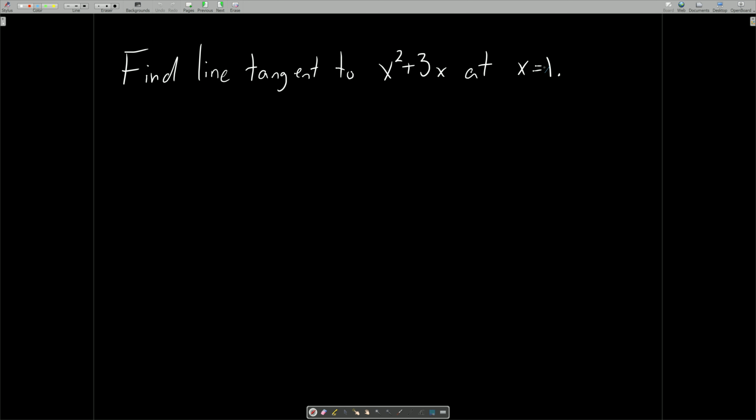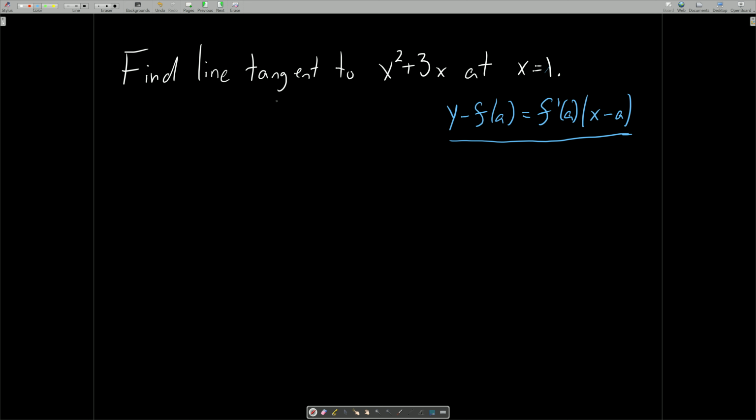So here's one sample tangent line problem. I'm going to quickly write down the formula to make this easier. This is the format of your tangent line. You need to fill in these parts in order to make an equation.